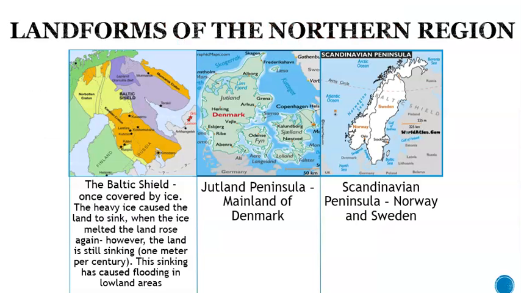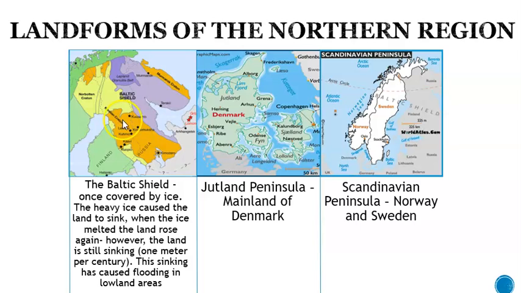There are 3 landforms of the northern region that you need to be aware of. The first is the Baltic Shield. The Baltic Shield was once covered by ice, and the heavy ice caused the land at the Baltic Shield area to sink. When the ice melted, the land rose again. However, the land is still sinking, about 1 meter per century. This sinking has caused flooding in the lowland areas.